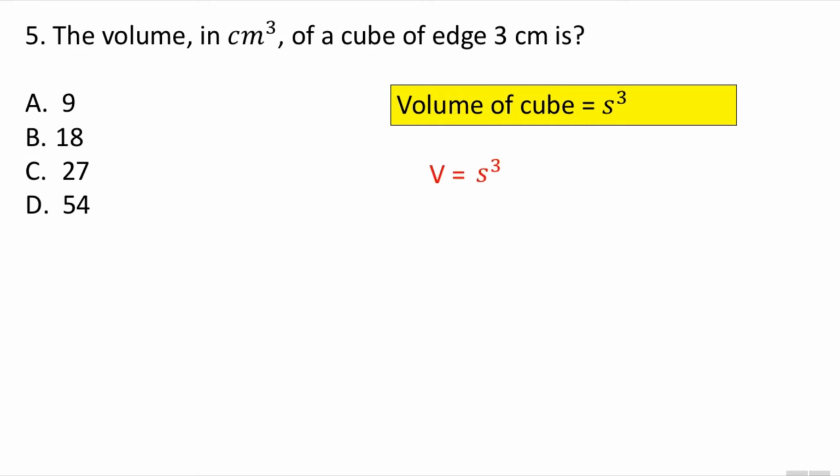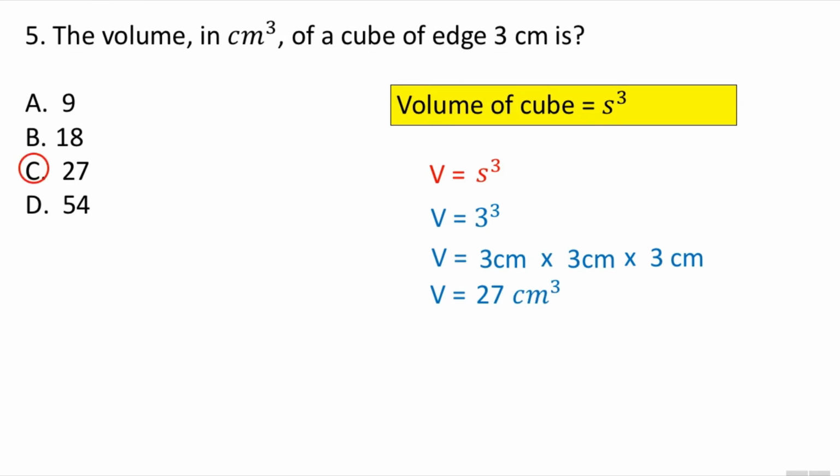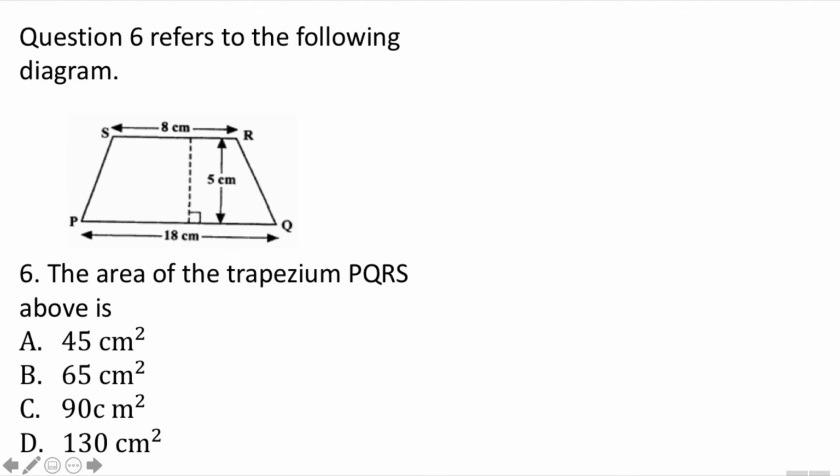So V, I use to represent volume, is equal to s cubed. We agree. So that's V is equal to, s represents 3 centimeters, so that's 3 cubed. Agree? Which therefore means I just need to work out 3 cubed. So that's V equals 3 centimeters times 3 centimeters times 3 centimeters. So our volume is equal to 27 centimeters cubed. And in this case, our answer is C, guys. Let's now have a look at question 6.